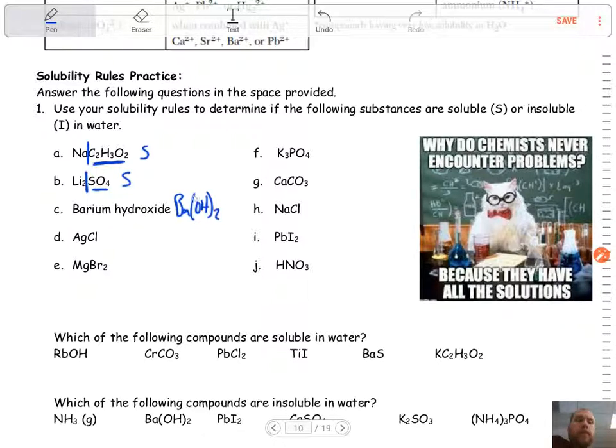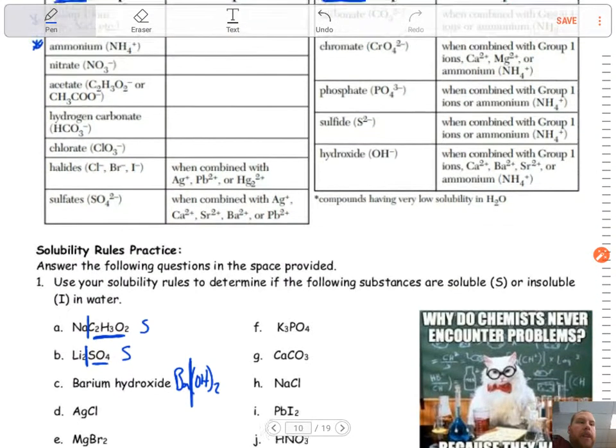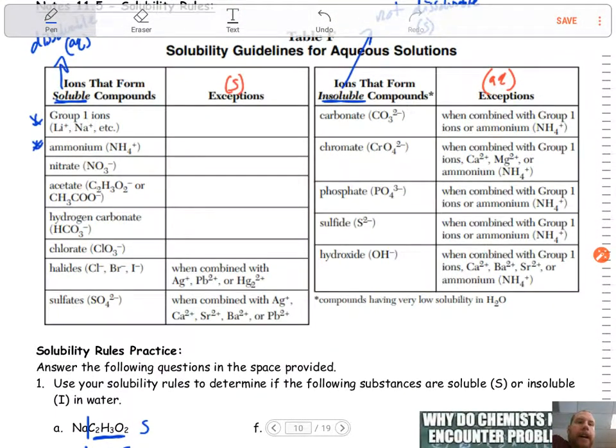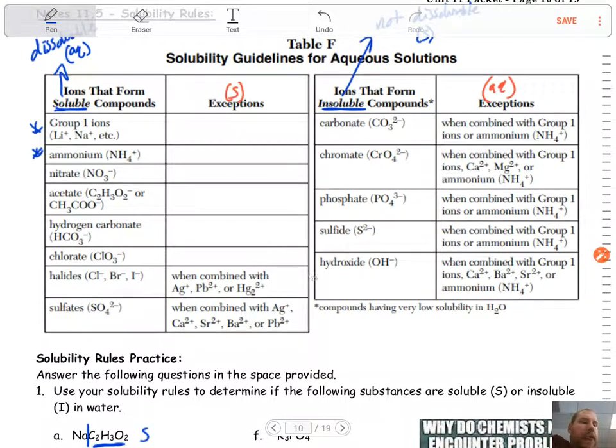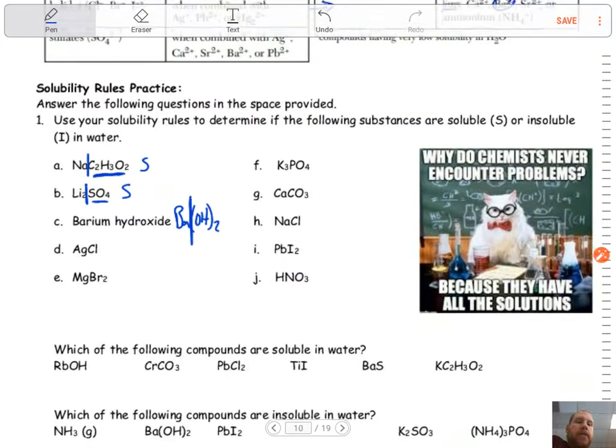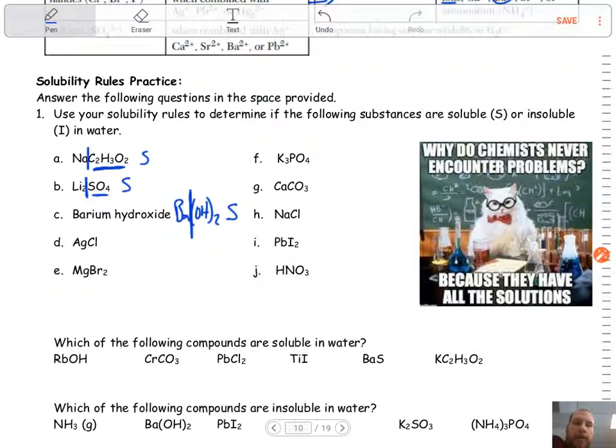Split up your compound. Okay, I'm looking at hydroxide. Where is hydroxide on my list? Okay, hydroxide is over here now. It's on the insoluble compounds list. So don't just assume right away that it's going to be insoluble. Look at your exceptions. When it's combined with a group 1 ion, calcium, barium. Oh look, barium's an exception. So if barium is an exception to the insoluble rule, that's going to make it soluble.